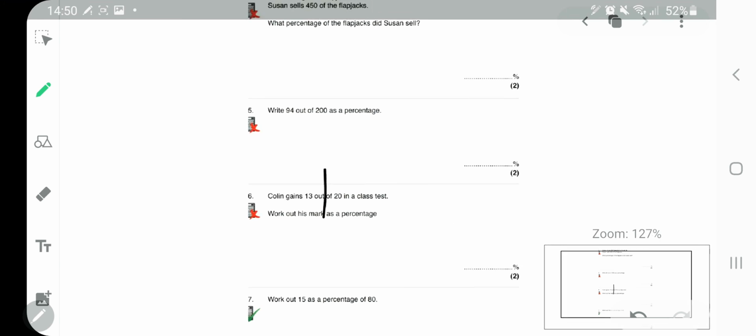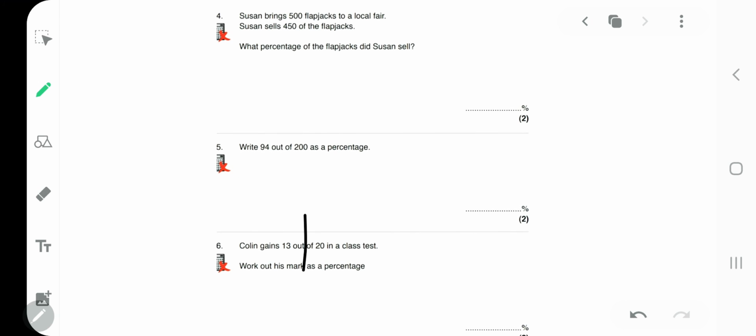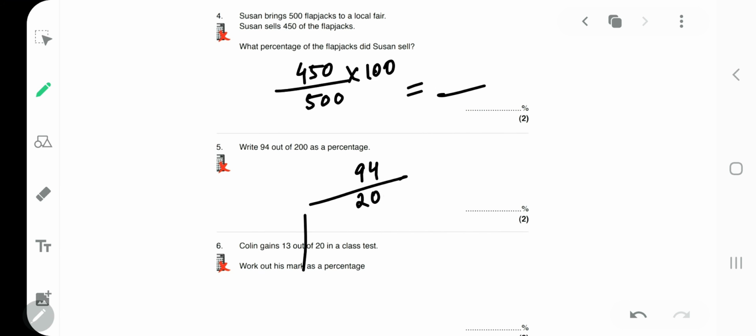Next we have, Suzanne brings 500 flapjacks to a local fair. Suzanne sells 450 of the flapjacks. What percent of flapjacks did Suzanne sell? So she sold 450 out of how many? 500. And you have to make a percentage, so you have to multiply by 100. So you have to calculate this. Write 94 out of 200 as a percentage. So 94 upon 200 into 100.